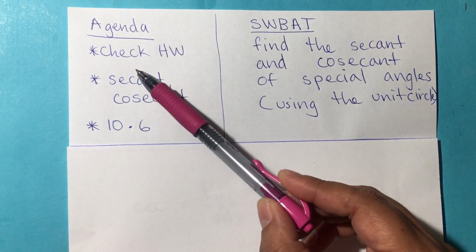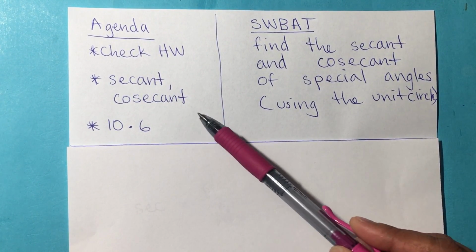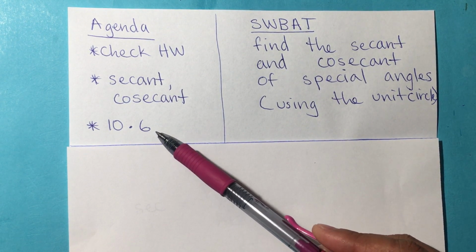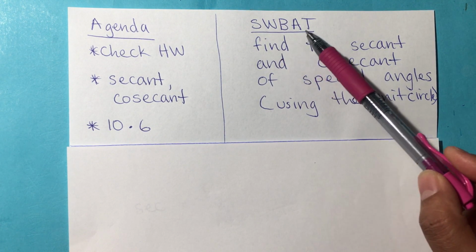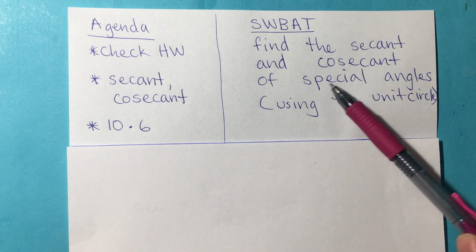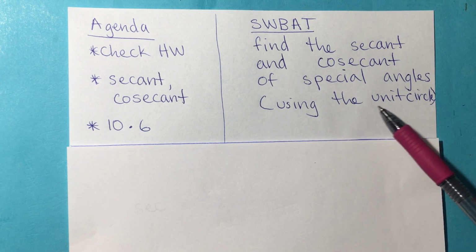Hello students, today's agenda is to check homework. We'll be learning about the secant and cosecant, and you will be able to work on 10.6. Today students will be able to find the secant and cosecant of special angles using the unit circle.